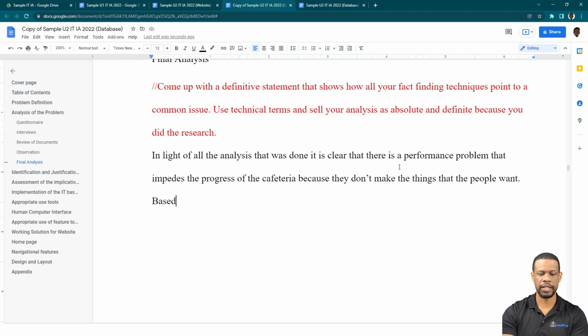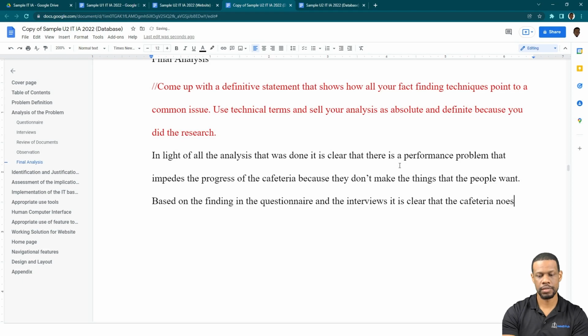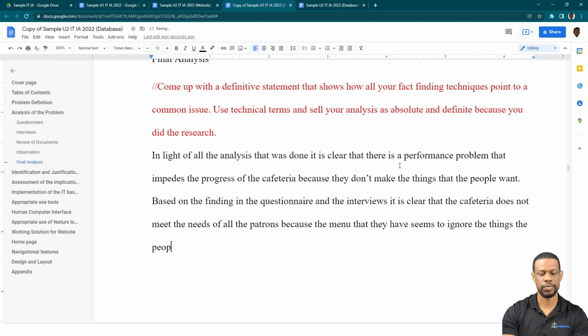So yeah, based on the findings in the questionnaire and the interviews, it is clear that the cafeteria does not meet the needs of all the patrons because the menu that they have seems to ignore the things that people buy the most.